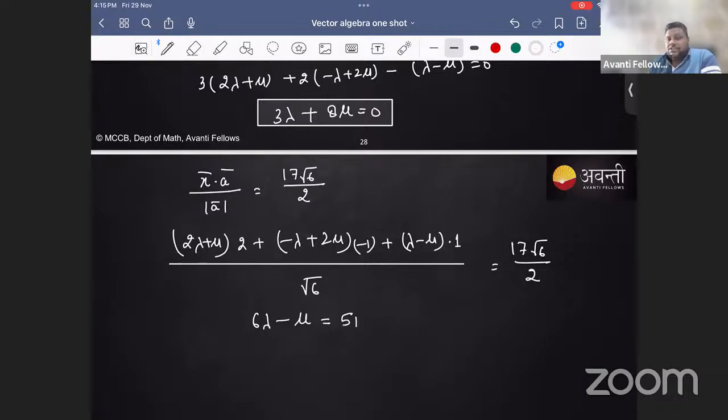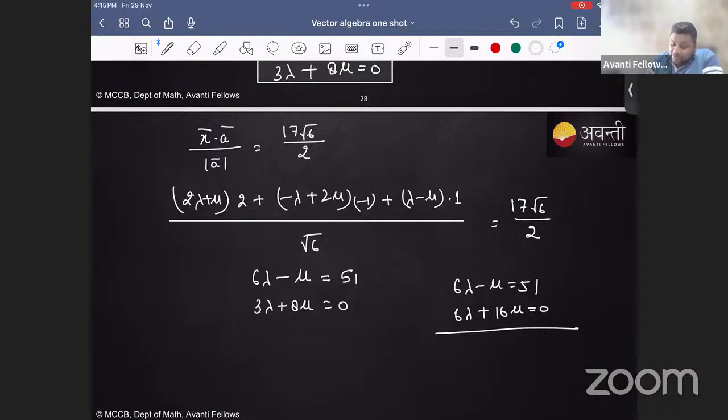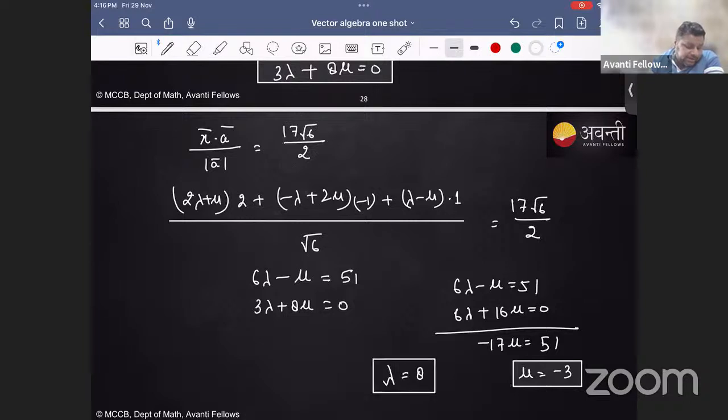So we got two equations in lambda and mu. One is 3 lambda plus 8 mu equals 0. The other is 6 lambda minus mu equals 51. If you solve these two equations, I multiply the first equation by 2. So 6 lambda plus 16 mu is going to be 0. If you subtract both of them, minus 17 mu is 51. So you got mu as minus 3. So mu is minus 3, that means lambda is going to be 8.